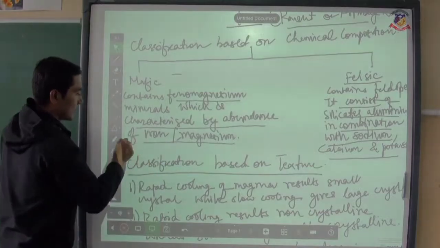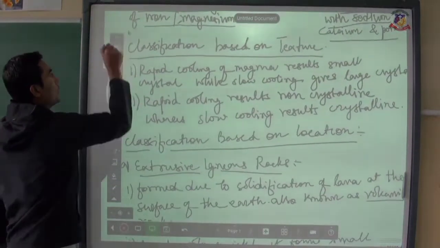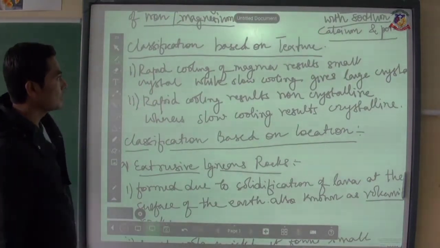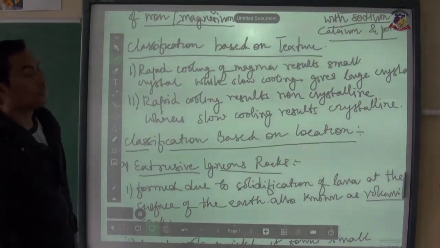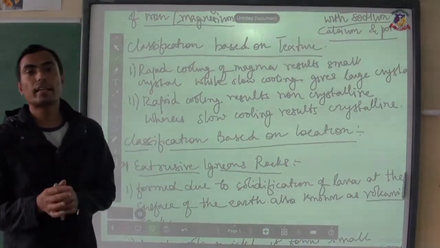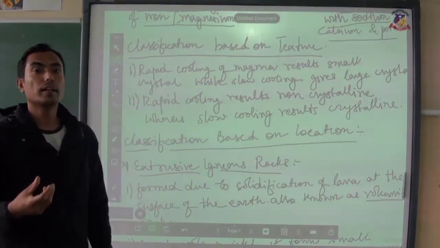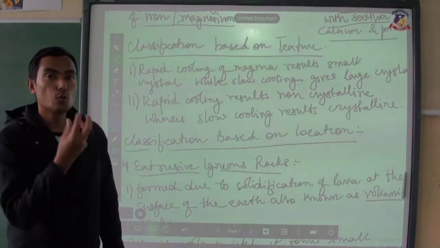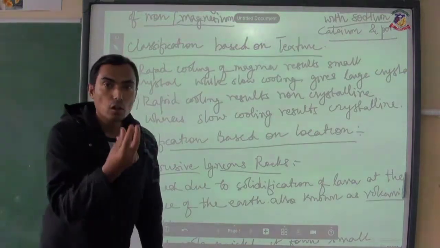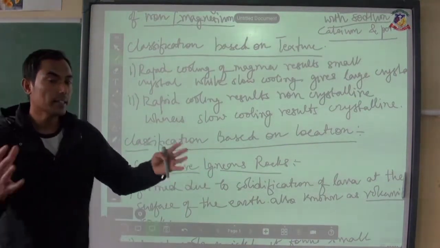Next, classification based on texture. Now classification based on texture means what? The outer surface of the rocks, whether it is smooth, whether it is coarse in nature, whether it is small in nature, whether it is big in nature.